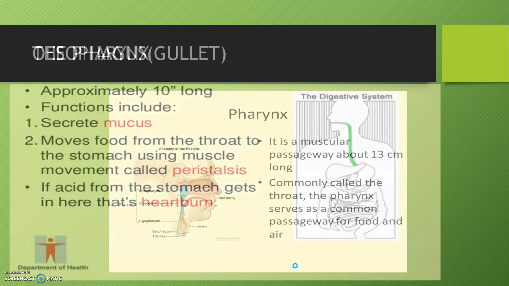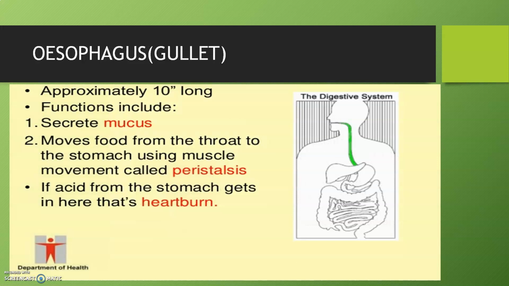Then, after your pharynx, there comes oesophagus. The o is silent, so we can call it esophagus also. Esophagus, also known as gullet. Can you see in the slide the greenish portion? This is nothing but your esophagus. It is also known as food pipe.